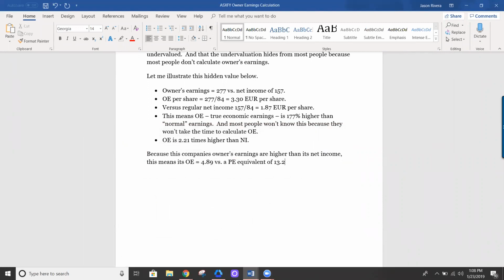What's the OE equals 4.89? That can't be right. Well, I'm getting to that. I didn't calculate that right. I got a number of 3.2. That's certainly not, or 3.0 for the PE. That's certainly not right.